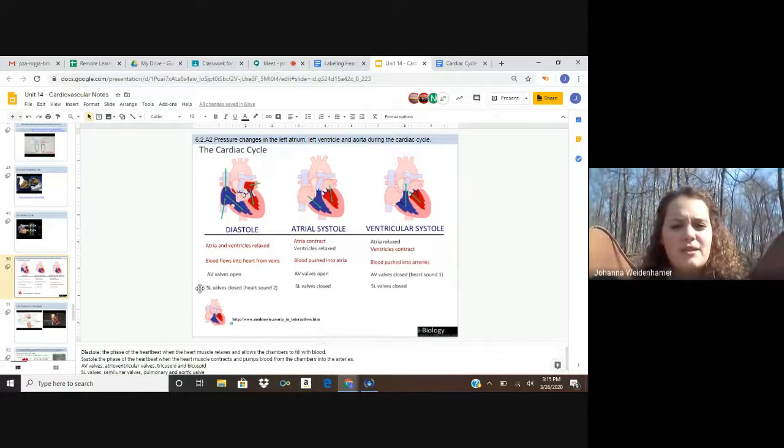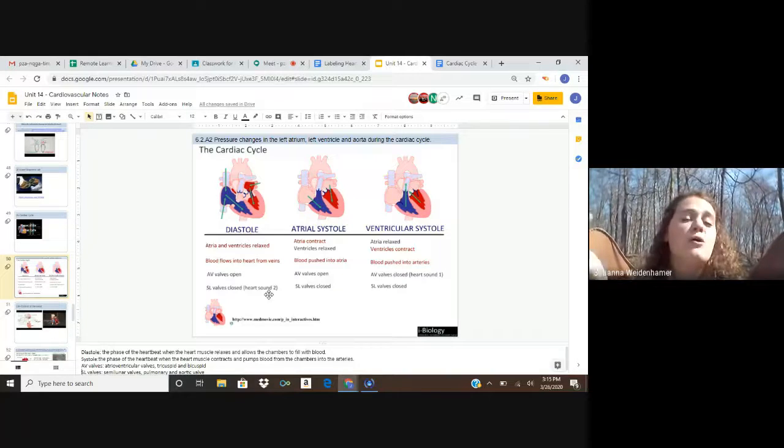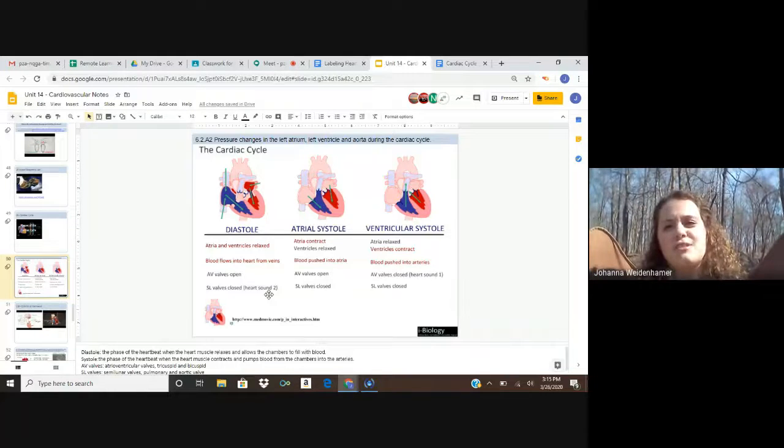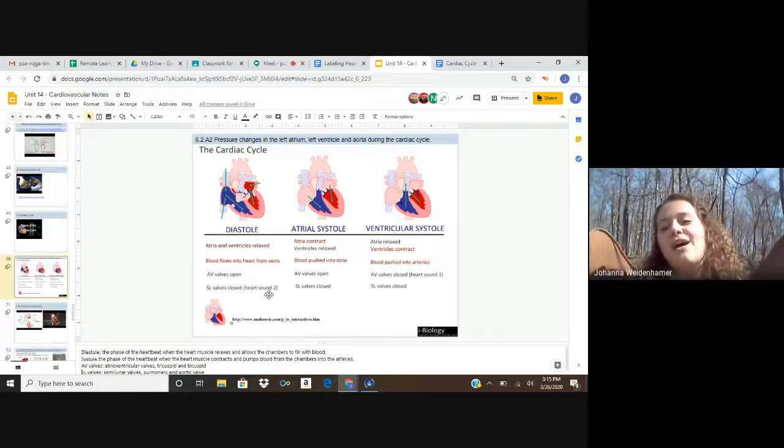So on the bottom here during diastole where it says the SL valves closed and heart sound 2, that heart sound 2 happens because the blood from the ventricles has been pushed out and now we don't want any backflow back into the ventricles, so they are going to close and create the second heart sound, which is dub. So if you listen to your heartbeat with a stethoscope, you can hear the lub dub as your valves are closing shut, preventing backflow into the chamber, into the area where your blood just was.